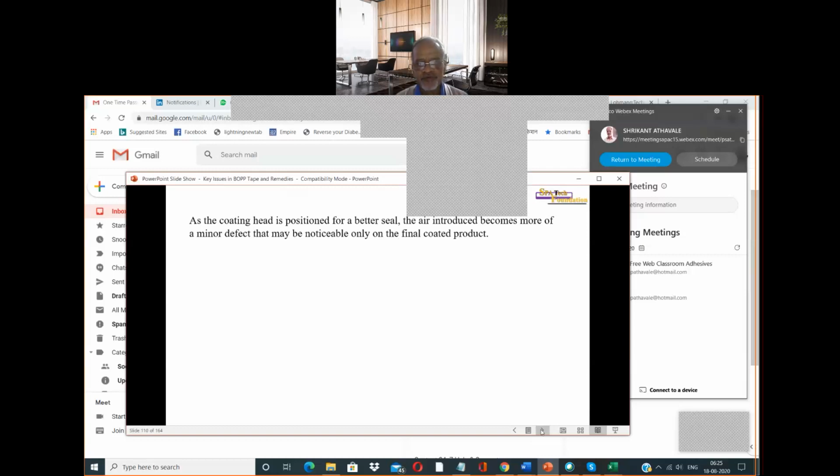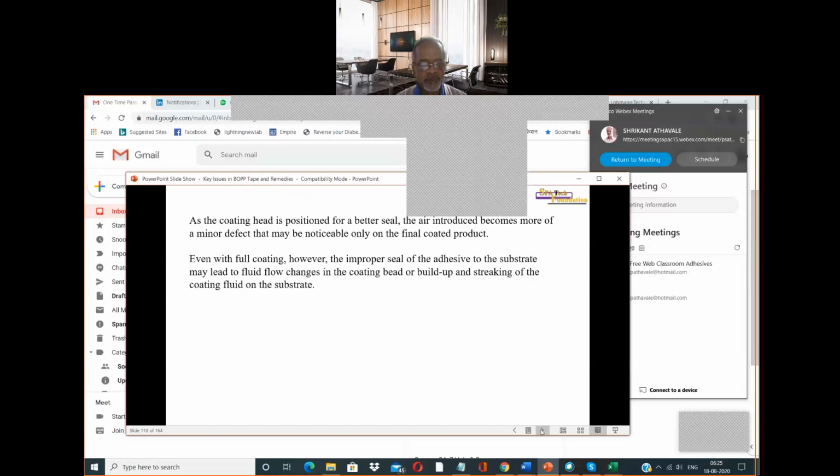As the coating head is positioned for a better seal, the air introduced becomes more of a minor defect that may be noticeable only on the final coating product. Even with full coating, however, the improper seal of adhesive to the substrate, or bonding of adhesive to the substrate, may lead to fluid flow changes in the coating head.